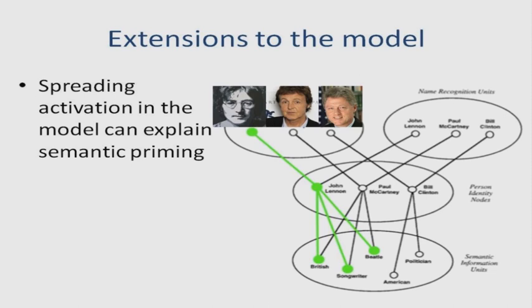It means that the resting activation of the unit for Paul McCartney is already a bit excited, already a bit higher. So next time when you see Paul McCartney, you're quicker because you've already got that boost from the previous trial. Whereas if I did it with something else like Bill Clinton, those same units are not going to have been activated. So the idea of this model is that it can explain things like semantic priming.